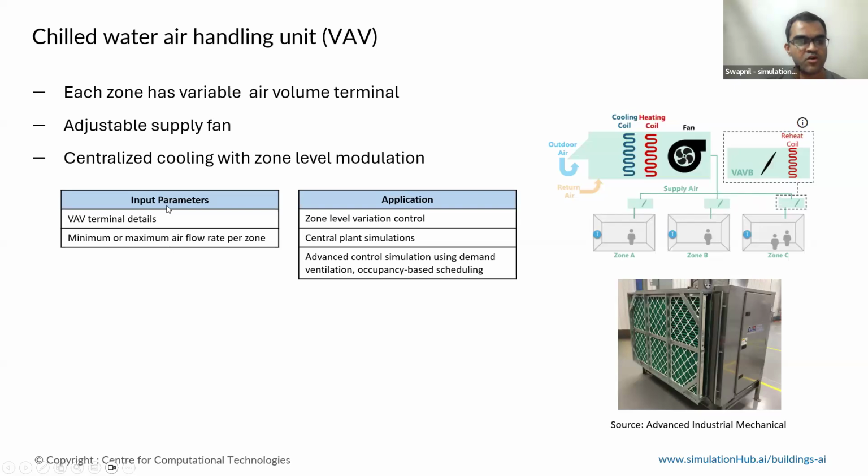Similar to the CAV, you have to give all those parameters that are applicable to CAV, but along with that, we have to give the VAV terminal details also, as well as the range, or the minimum and maximum airflow rate. You can use this unit for zone level variation control. Again, whole building performance, central plant simulation, and advanced simulations which demand load-based demand ventilation and occupancy scheduling.